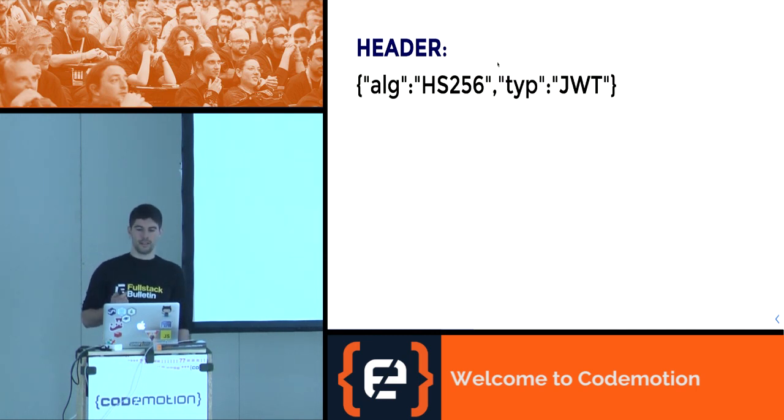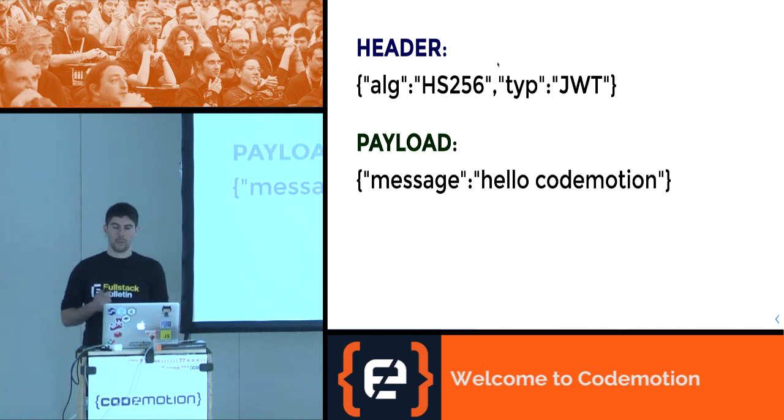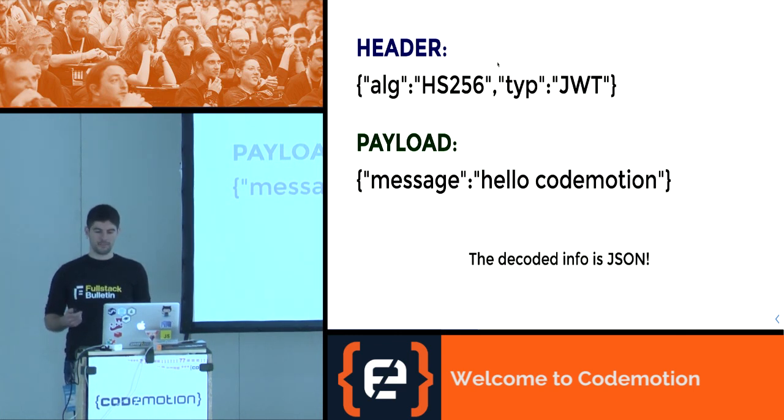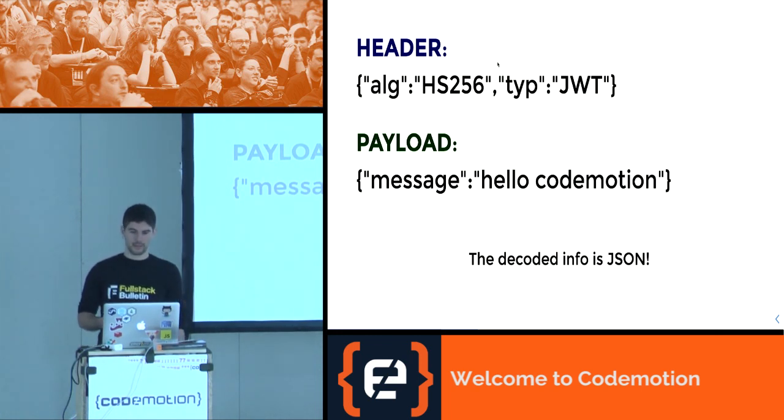So when we decode the header, we get this. When we decode the payload, we get this. And basically, it's just two different blobs of JSON, right? That we can actually read and try to understand.